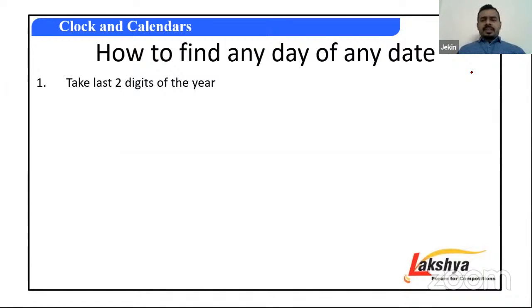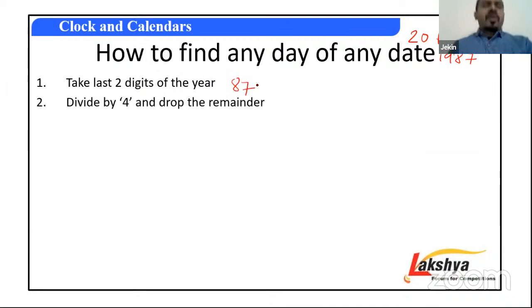What's the first thing that the method says? Take the last two digits of the year. अभी for example 1987 था तो उसका last two digits मैं लूंगा. What date did I mention? 20 Feb 1987. I'm going to take the last two digits of the year, so I will take 87. Next, divide by 4 and drop the remainder.